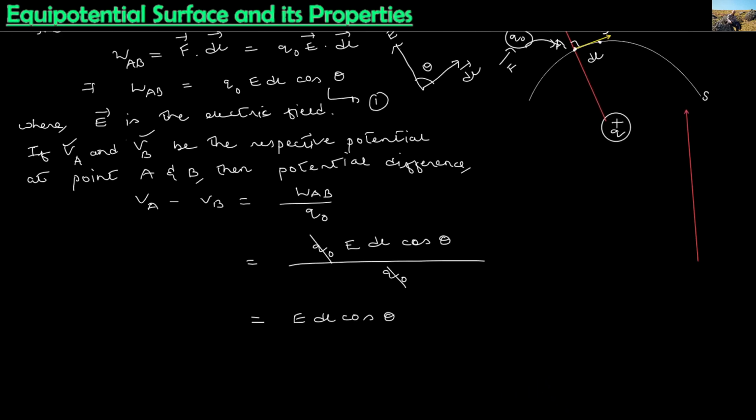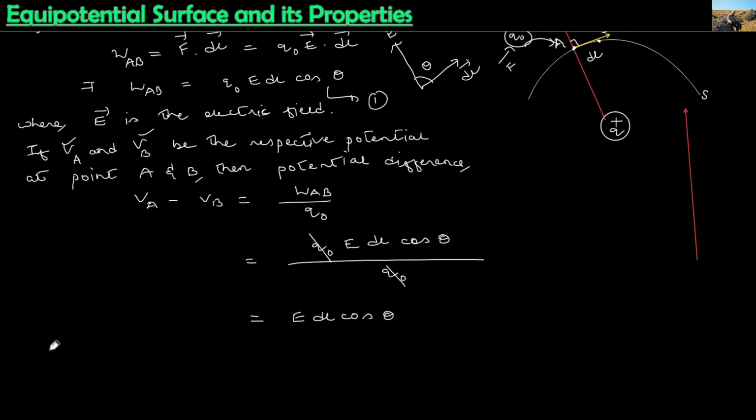But for that surface, the potential at point A is equal to the potential at point B because it is an equipotential surface.